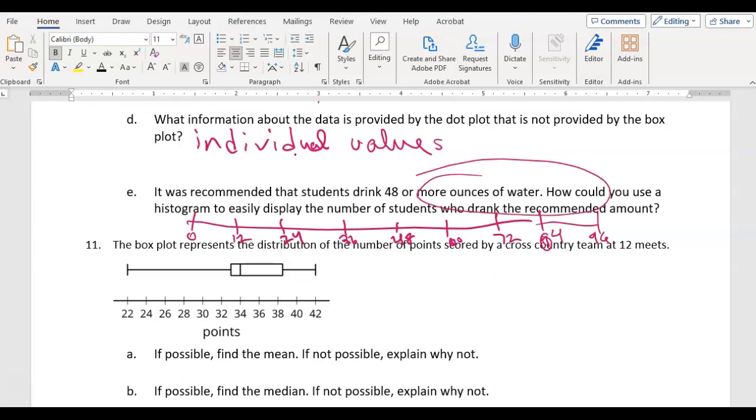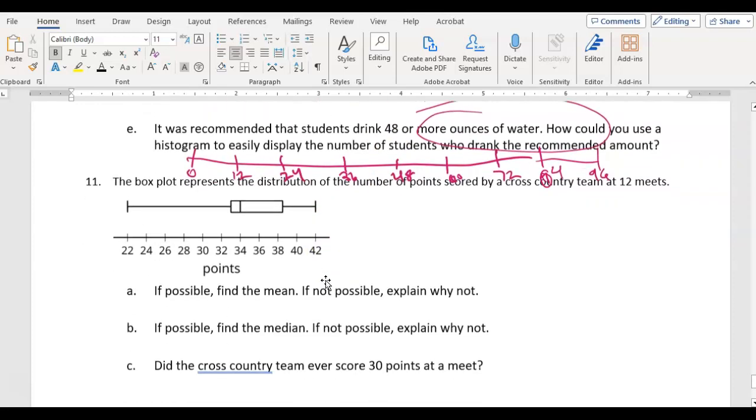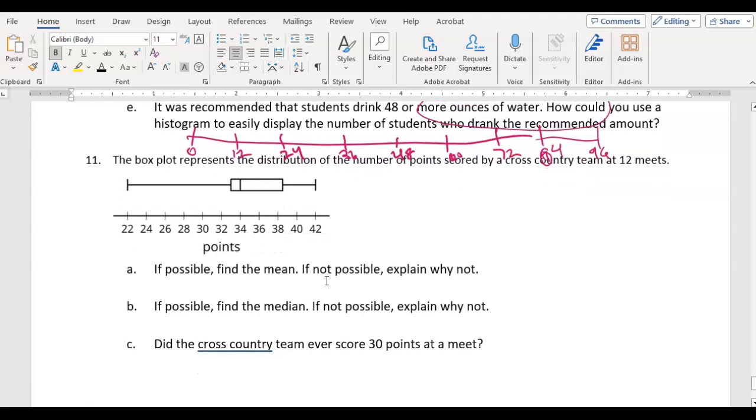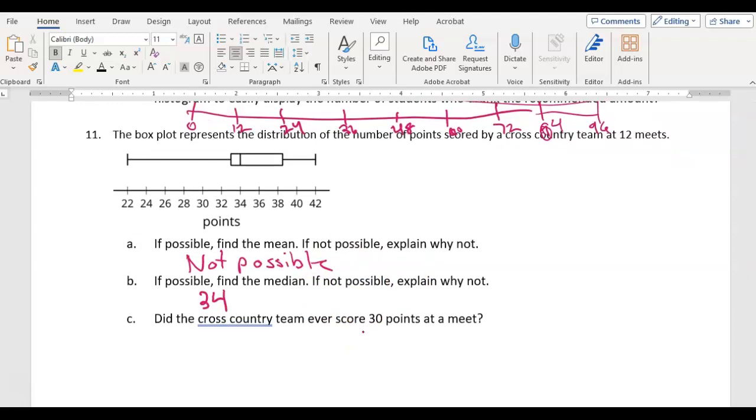side of our histogram. All right, number 11 says the box plot represents the distribution of points scored by a cross-country team at 12 meets. If possible, find the mean. So we cannot find the mean, not possible, because we don't have those individual values, right? If possible, find the median. The median is 34. We can find it, so we don't need to explain that. So for letter A, make sure you explain not possible because we don't have individual values.